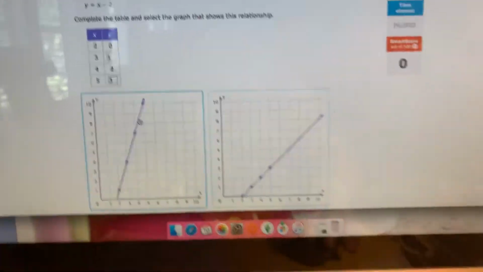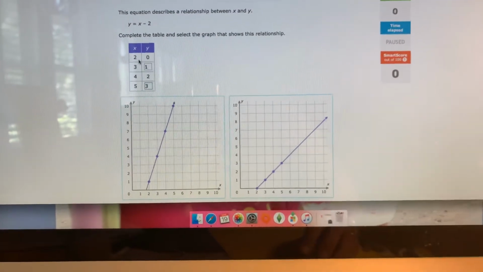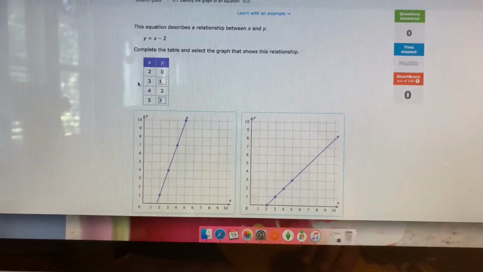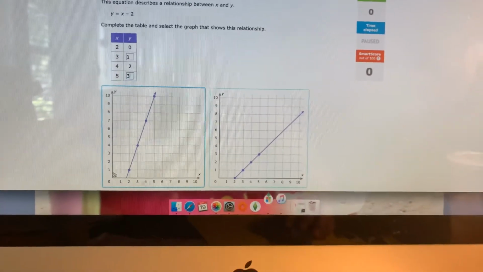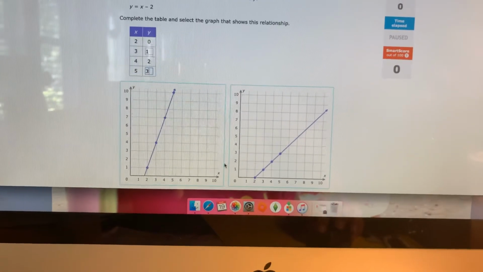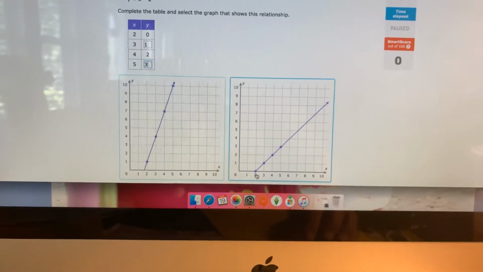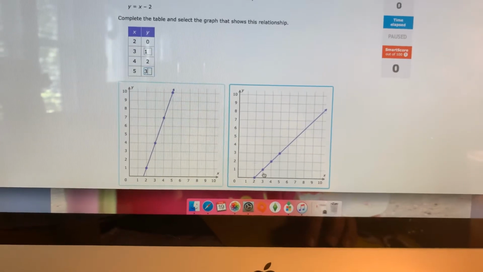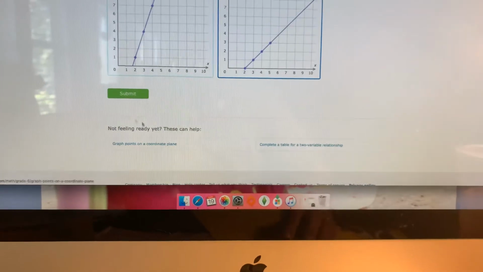Now, to figure out what the graph is, you would plot those points to see which graph. So remember, x tells you how much you go sideways, y tells you how much you go up. So I go over 2, and then I don't go up at all. So that must be this one. I went over 2, up none. Then it was 3, up 1, 4, up 2, and so it's that one.